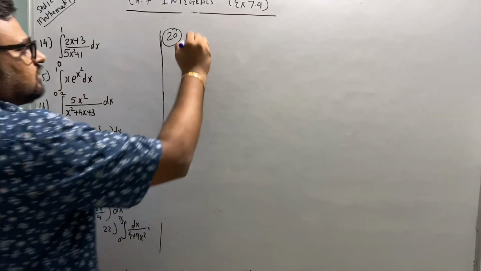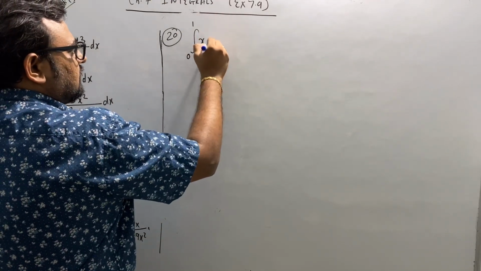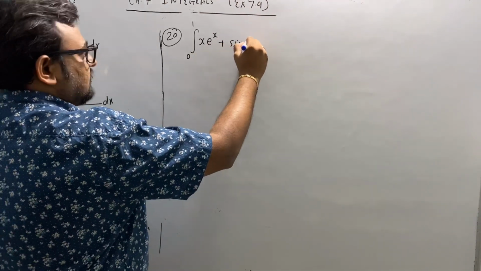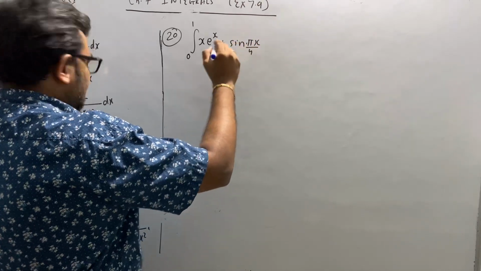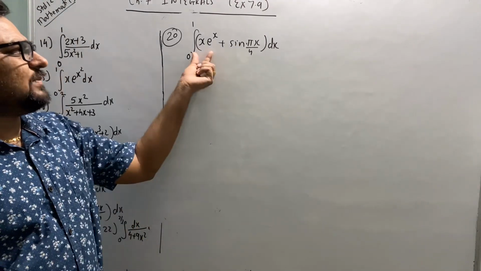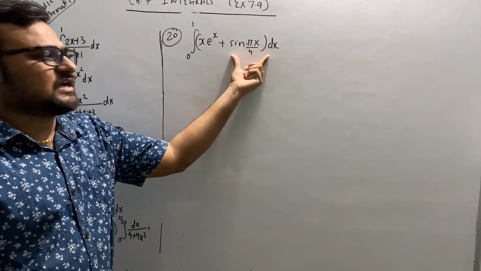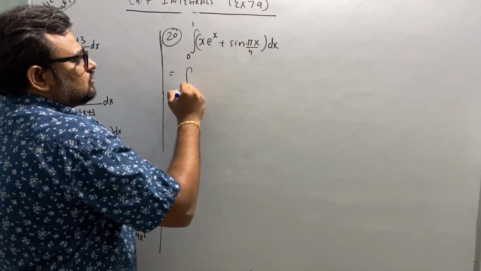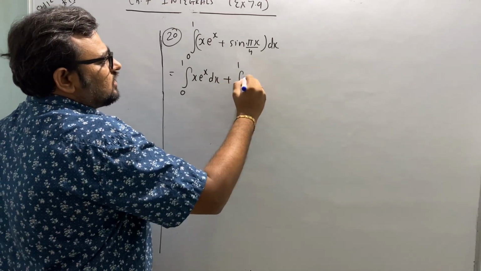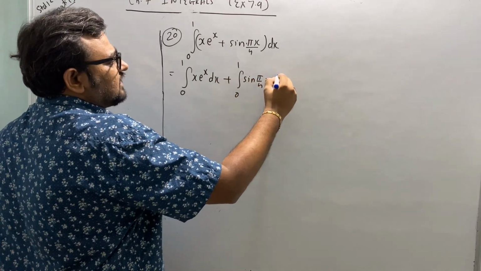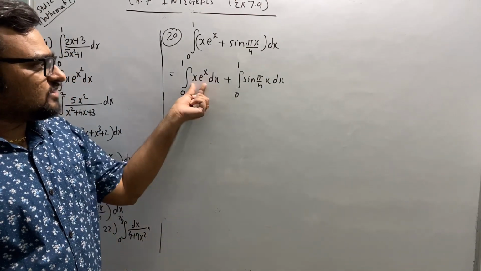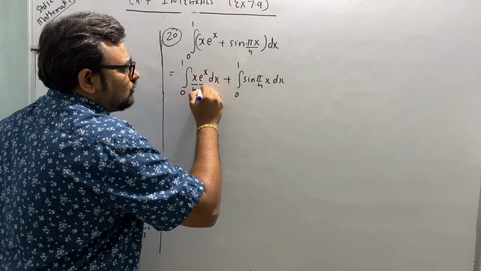Integration of 0 to 1 of x e raised to x plus sine pi by 4x dx. So what we can do, we can separate it. One is x e raised to x, another is sine pi by 4x. So integration 0 to 1 of x e raised to x dx, plus integration 0 to 1 of sine pi by 4x dx. Clear? So now see here, this is the method of UV.